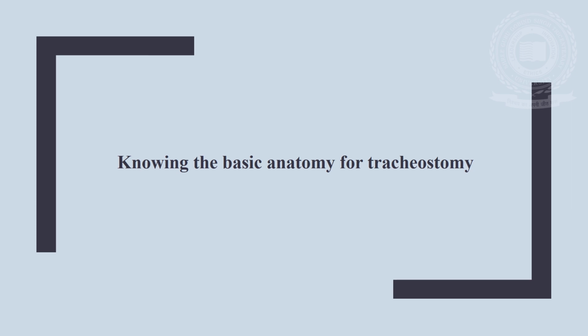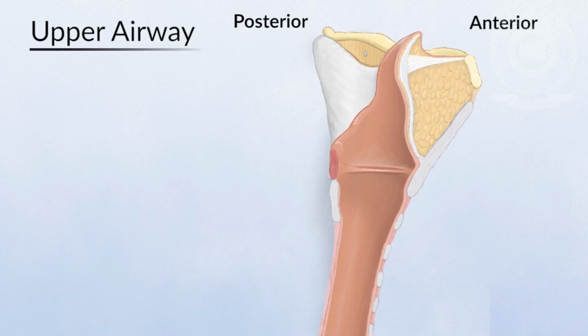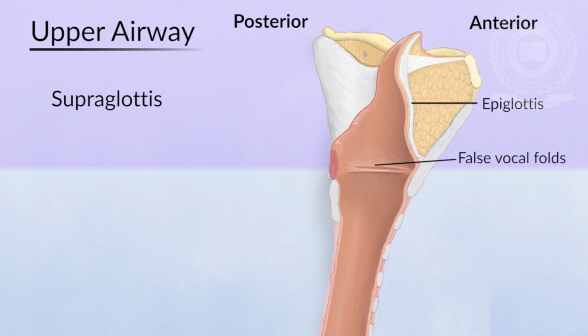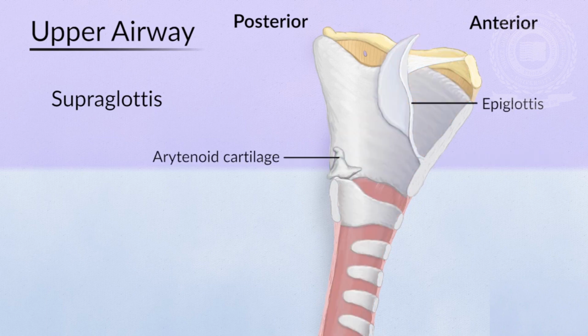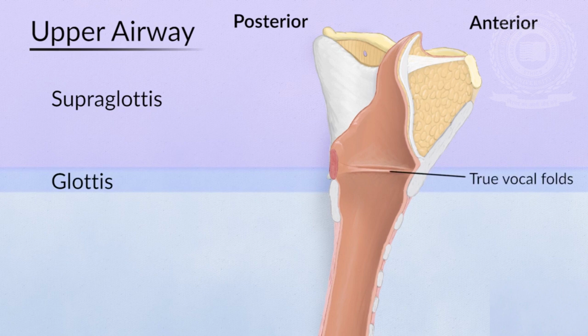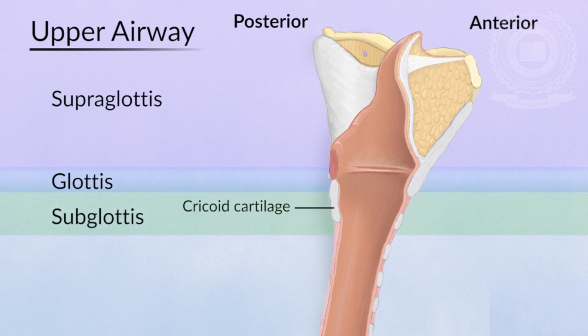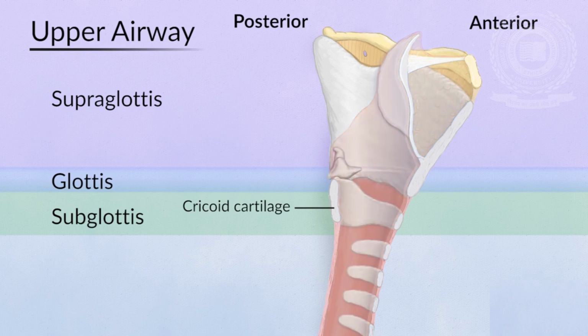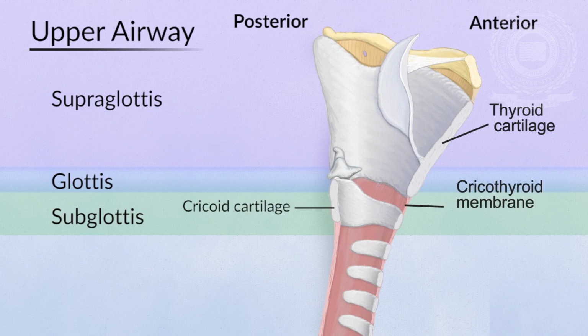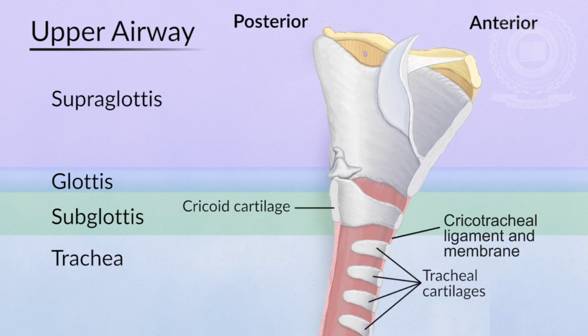Before learning the steps of the procedure of tracheostomy, it's very important to know the related anatomy. The larynx can be divided into supraglottis, which contains the epiglottis, false vocal cords, and the arytenoid cartilage. Glottis comprises of the true vocal cords. In the subglottic region lies the cricoid cartilage, which is a complete ring. The upper border of the cricoid attaches to the arytenoid posteriorly. It is connected to the thyroid cartilage by cricothyroid membrane anteriorly. Below it's attached to the C-shaped tracheal rings by cricotracheal ligament and membrane.